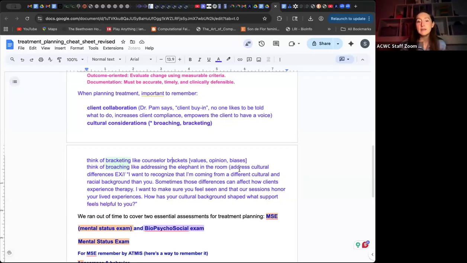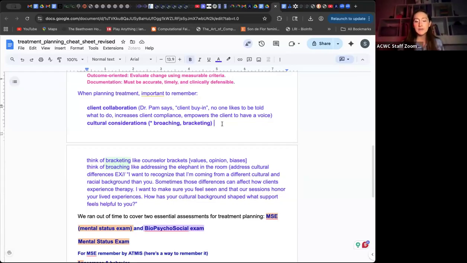It shows up a lot in counseling, but I've seen it show up in social and cultural diversity as well. You'll see why once I walk through it. So bracketing, I'm going to start with that one. I think that one's maybe easier.